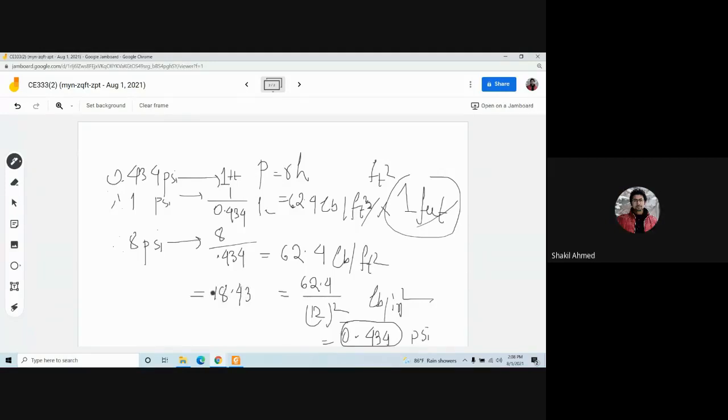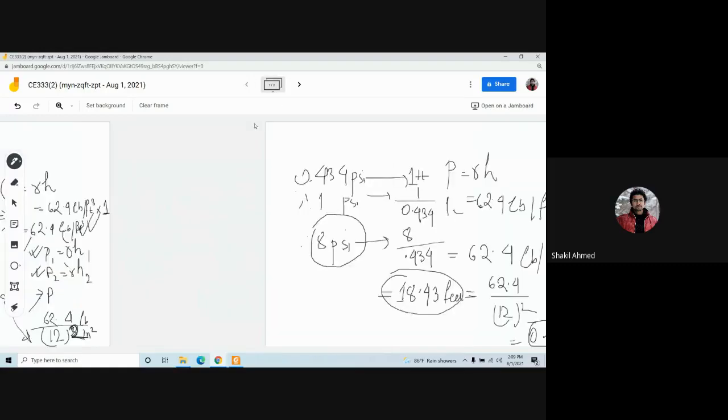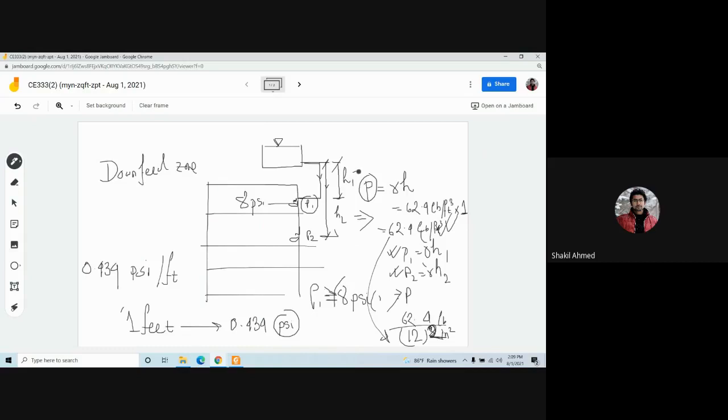18.43. Now here is the feet. So this amount of elevation you need to gain 8 psi here. How much does H1 have to be? 18.43 feet. But here is a catch, guys.